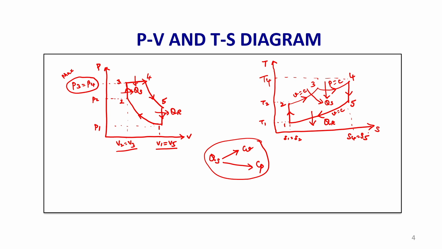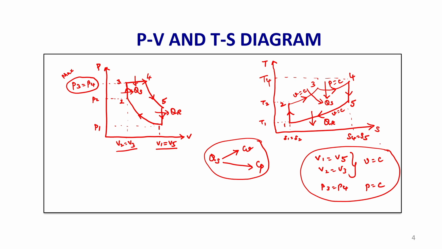Now, the properties at various states that remain constant are: volume at 1 is equal to volume at 5, volume at 2 is equal to volume at 3, because both are constant volume processes, and pressure at 3 is equal to pressure at 4, pressure is constant. These things have to be kept in mind when we derive the air standard efficiency of the dual cycle.